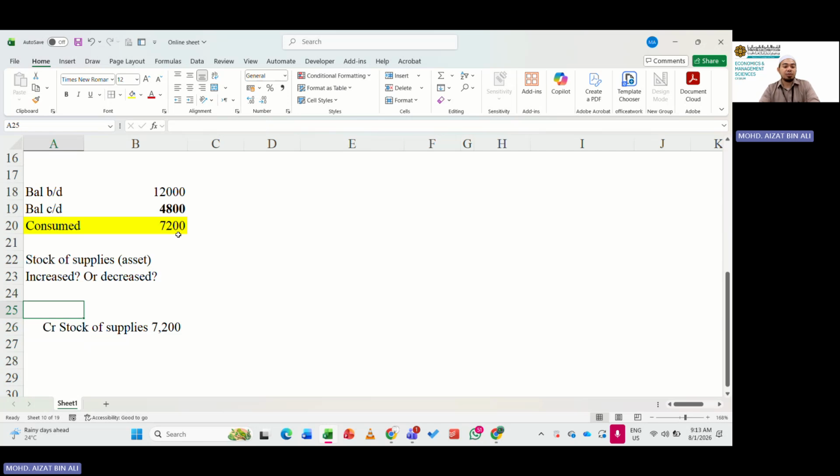What would be the debit? Now, whenever we consume our assets, it becomes an expense. So in this case, the stock of supplies will become supplies expenses. And because it is an expense, we know expenses are always on the debit side. This confirms our check. This is supplies expenses, so the account is correct, and we have the credit as well. So that's it for journal entry number one. All right, I hope this is clear for you.